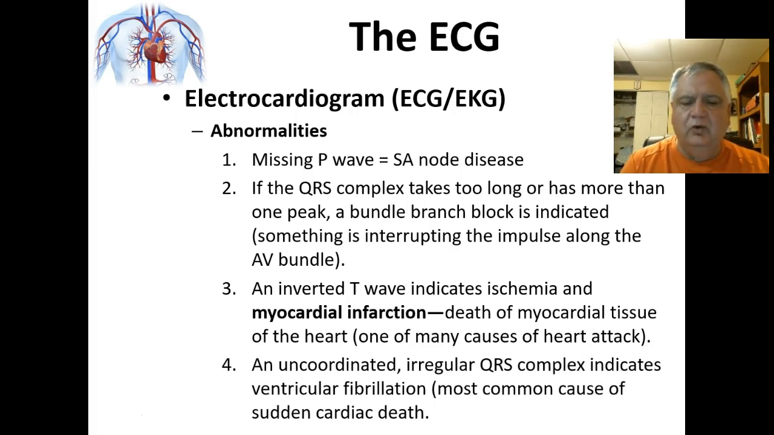And then finally, we have an uncoordinated or irregular QRS complex. This is going to indicate what we call ventricular fibrillation. So instead of the ventricles contracting nice and forcefully the way they should, they're kind of quivering. As a result, we're going to have insufficient ejection of blood into the aorta and the pulmonary trunk, and that's going to lead to insufficient perfusion of the tissues and can result in sudden cardiac death, sudden stoppage of the heart, and death of the individual.